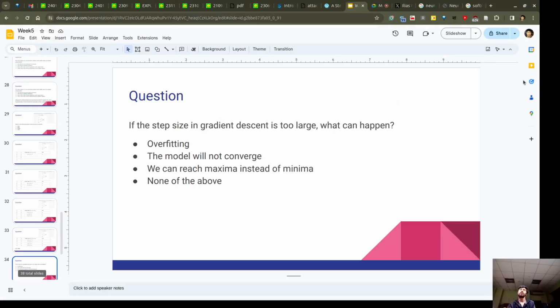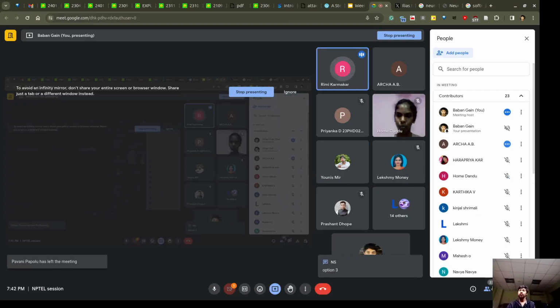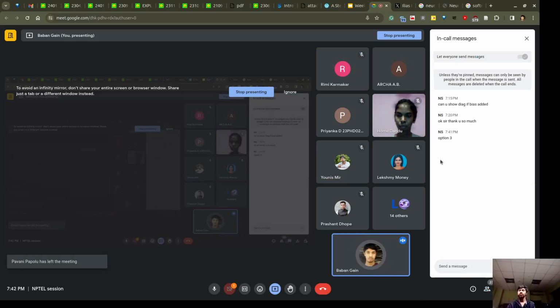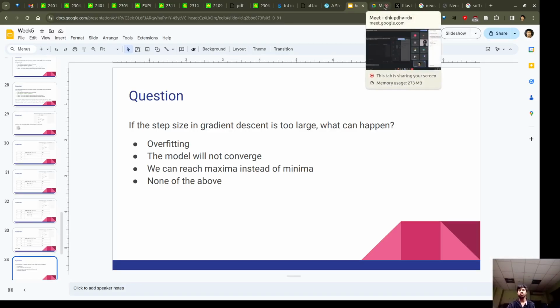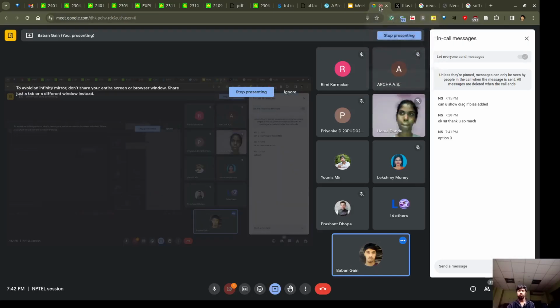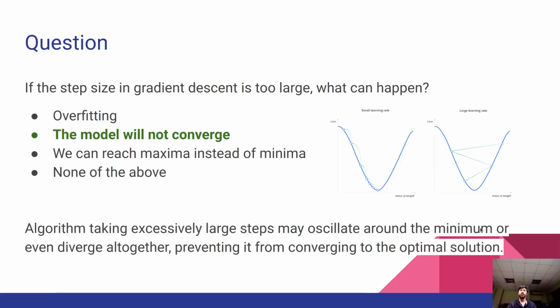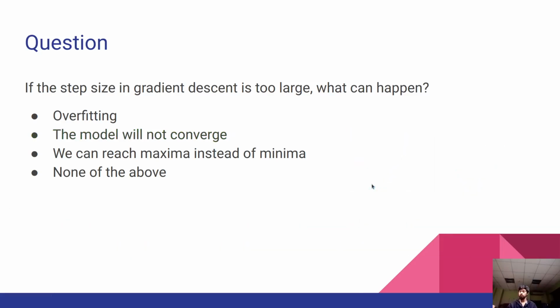Model not convex? Yes, the model will not converge. Option 3, we can reach maxima instead of minima? Not necessarily. I'll show you with the diagram. Okay, the model will not converge means it is underfitting, right, sir? Yes, it's underfitting.